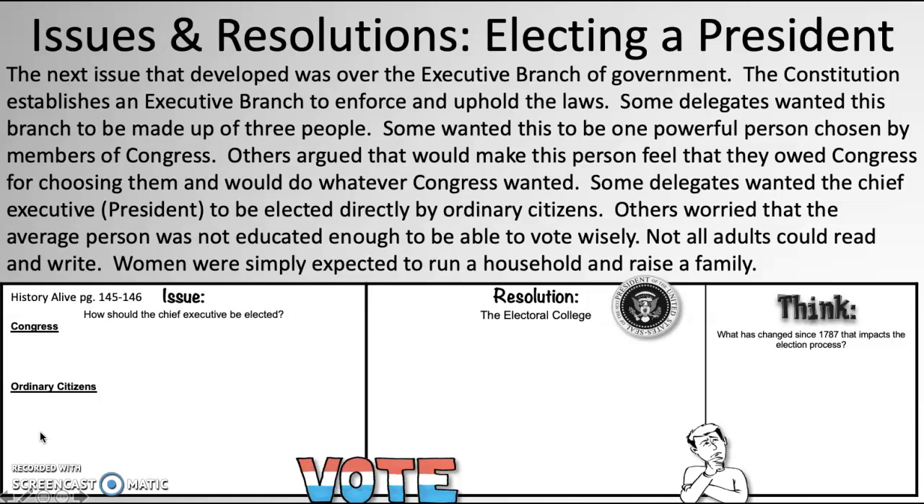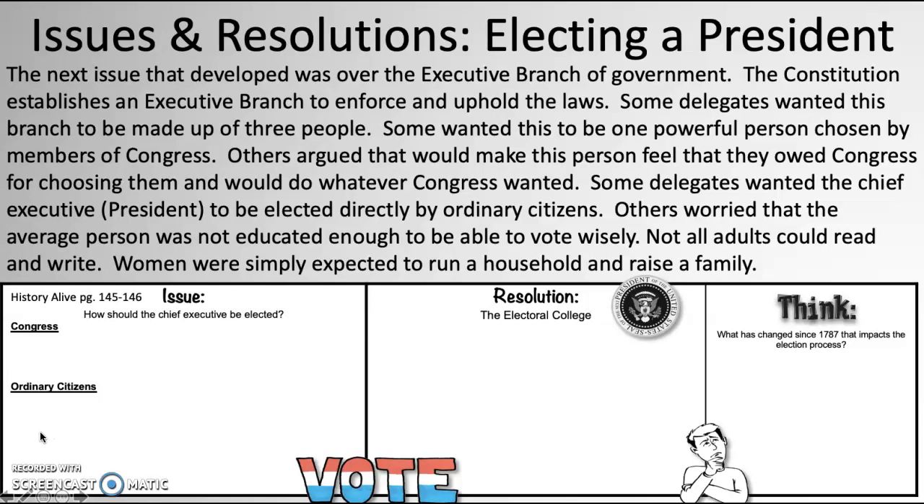Not all adults could read and write. They didn't have social media. They didn't have news. They had newspapers, but not everyone could read them. They didn't have news, TV, and radio and all that stuff to get information out there. So it was really tough for many people to get information on who was running for office. So there's something to be said about this, that not everyone was educated and couldn't really gather the appropriate information on the issues and the candidates that were running.